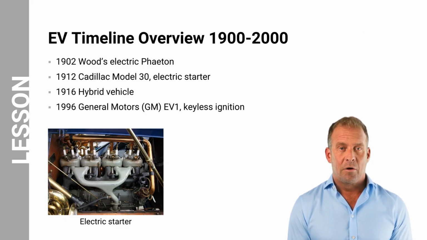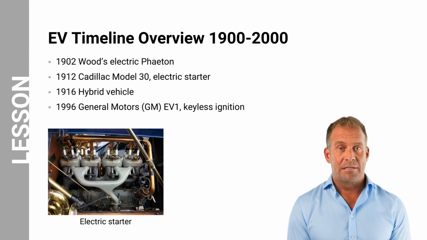Let us now look at an overview of the developments in the EV timeline from 1900 until the year 2000. The early EVs, like the 1902 Woods Phaeton, were essentially electrification of horseless carriages. The Phaeton had a range of 18 miles with a top speed of 14 miles per hour, abbreviated as mph. In 1912, the automotive company General Motors, commonly known as GM, introduced the electric starter in the Cadillac Model 30 as a standard feature for their cars.